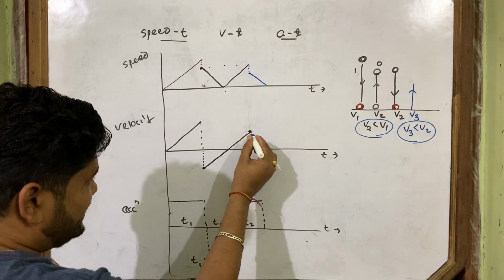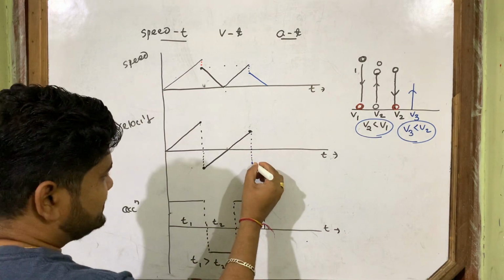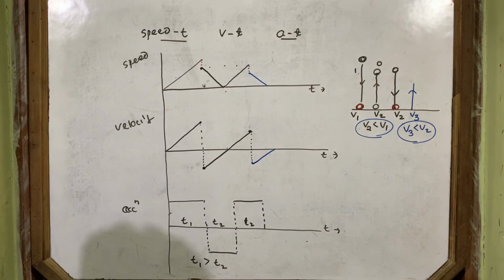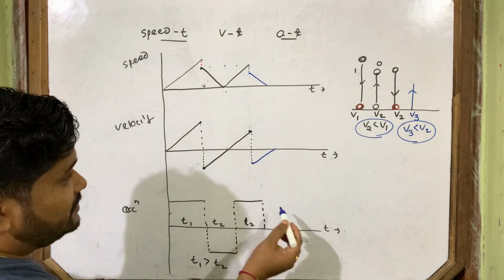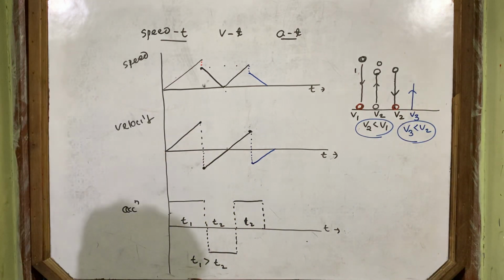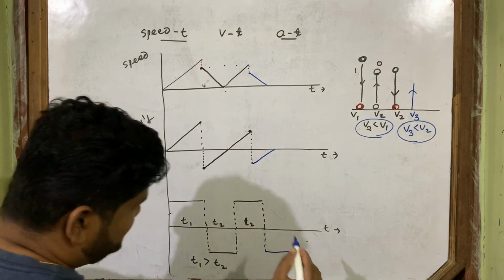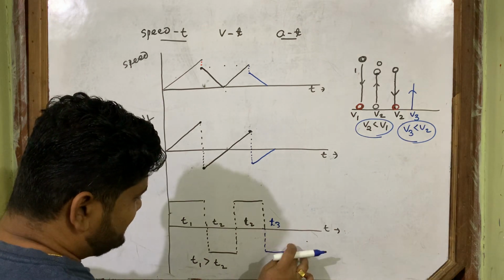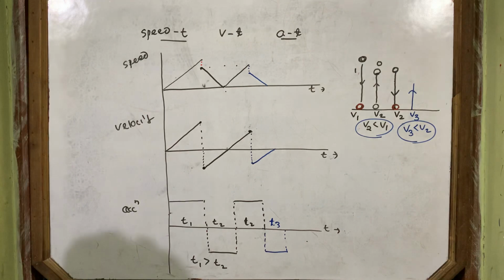Again it comes to negative, but not that much value, this much value. Okay, speed decreases. Again speed decreases. So here also there is oscillation. Now it is going up, so the oscillation will be negative. So negative oscillation, but less time. This time is T3, which is less time. Again this is less time. This is less time. Okay.